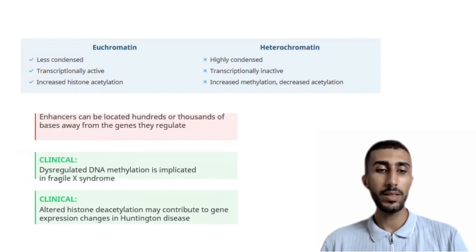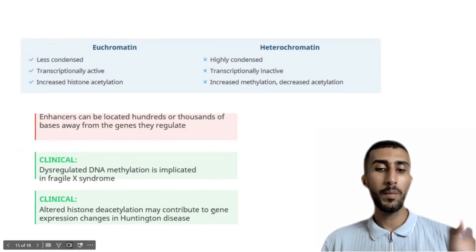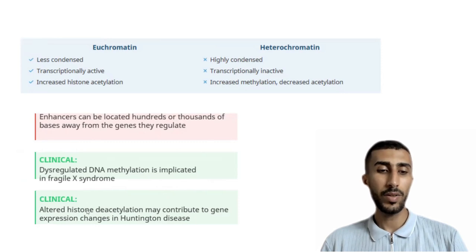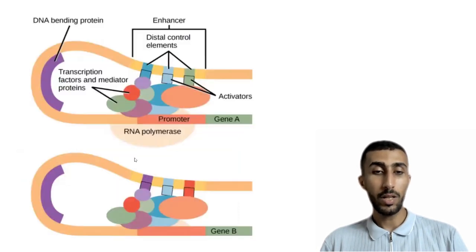Enhancers can be located hundreds or thousands of bases away from the genes they regulate. Dysregulated DNA methylation is implicated in fragile X chromosome syndrome. So this is related to the switching on and off of expression. And altered histone acetylation may contribute to gene expression changes in Huntington disease. So you have to get a paper and write every syndrome and the change related to it. So Huntington disease is related to the acetylation of histone, versus DNA methylation dysregulation, which is related to fragile X chromosome.